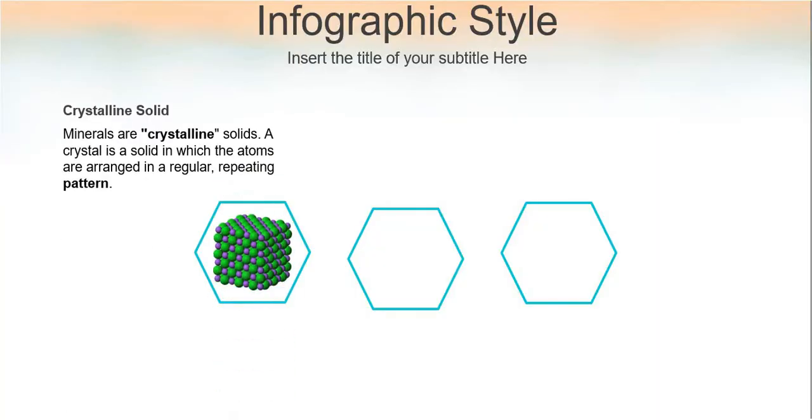Crystalline. Minerals are crystalline solids. A crystal is a solid in which the atoms are arranged in a regular repeating pattern. So, ito yung crystalline solid. Kung mapapansin mo, intact yung mga atoms. Talagang walang space. Sobrang dikit-dikit sa isa't isa. Kaya sa solid.